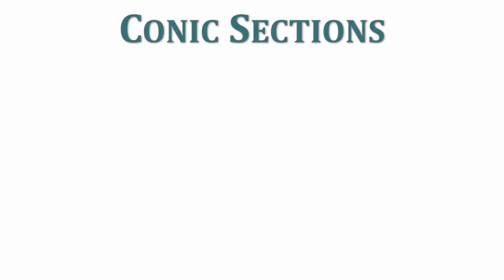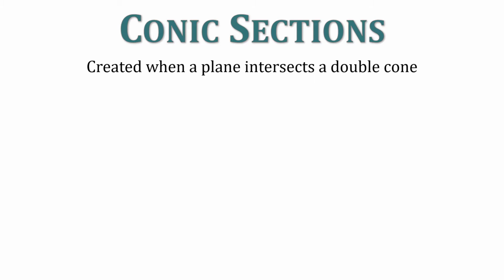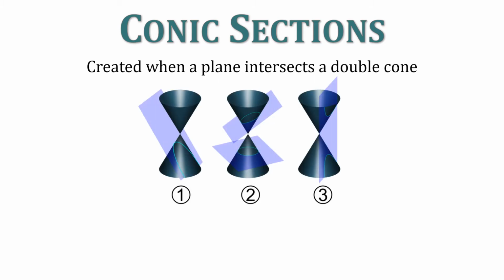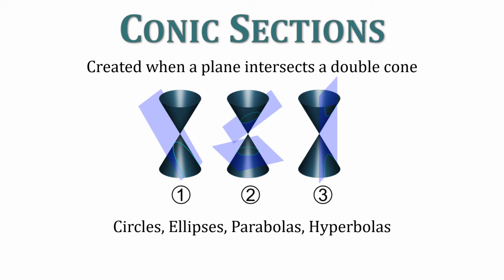Hello, in this video we're going to continue learning about conic sections, and this specific conic section is going to be parabolas. Remember, conic sections are when a plane intersects a double cone. There are 4 different conic sections: circles, ellipses, parabolas, and hyperbolas. So in this lesson we are going to learn about parabolas.